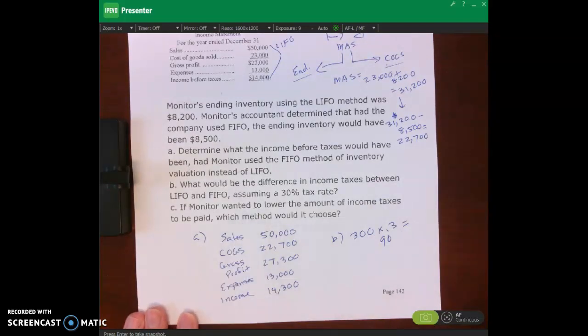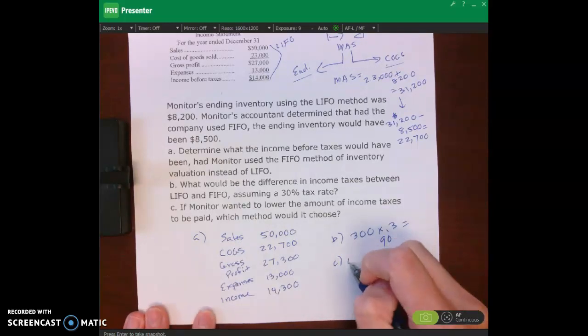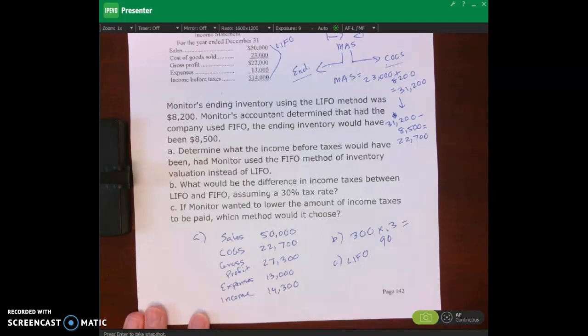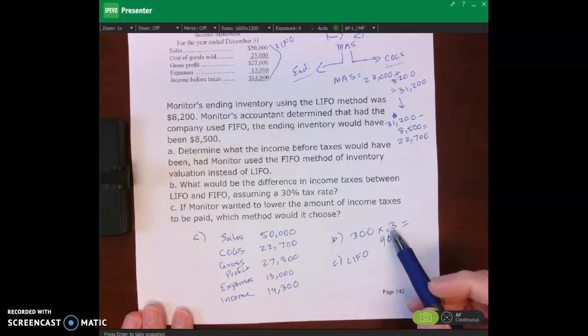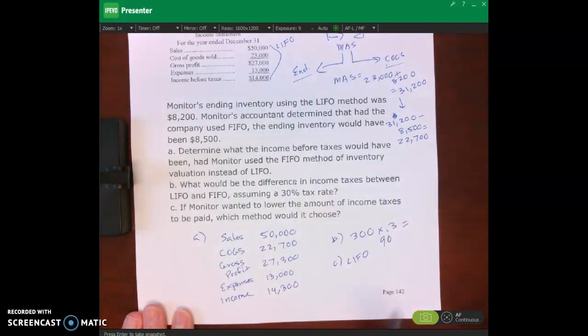So if they wanted to lower the amount of taxes that they paid, which one would they use? See? LIFO. Because lower net income. Lower net income, 30% tax rate times a lower number, which means you pay lower taxes. All right? That's why a lot of companies like to use it.